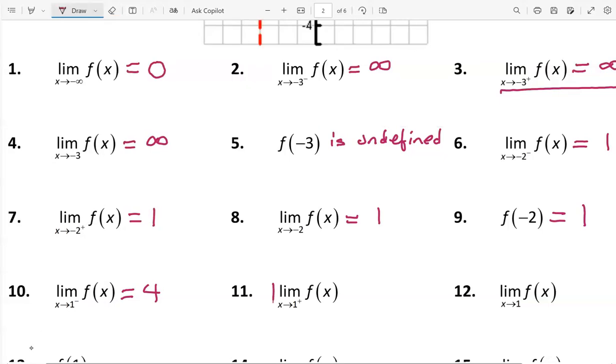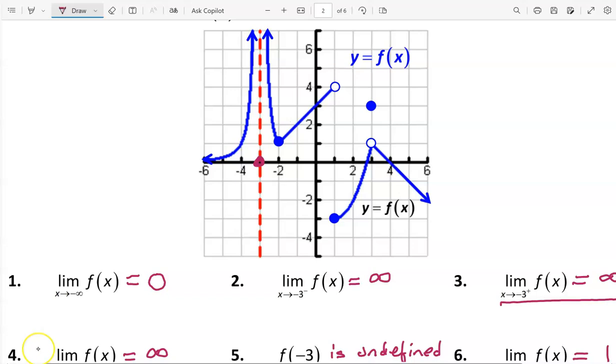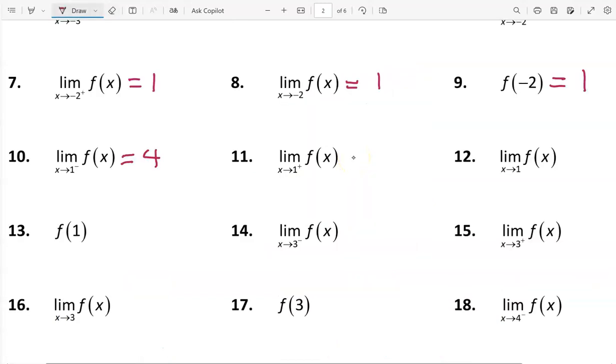In number 11, we're looking for the limit of f of x as x approaches positive 1 from the right. So this time, if we get on the graph and move toward x equals positive 1, but from the right side, this time the y values are tending toward negative 3. So the limit as x approaches 1 from the right of f of x is equal to negative 3.